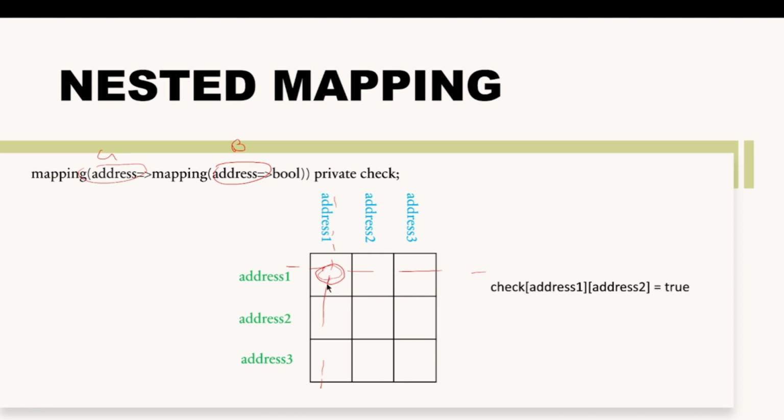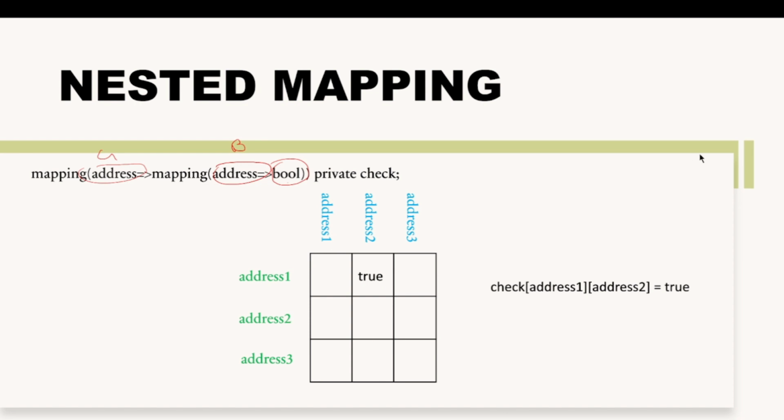If you have to do the same for, let's say, address 1 and address 2, you can clearly see this is address 1 and this is address 2. Let's say you want to store the value true, because your value is of bool type. By doing this, you are inserting true at address 1 and address 2. This is how you can insert an element inside a 2D mapping. Let me remove all these things first.